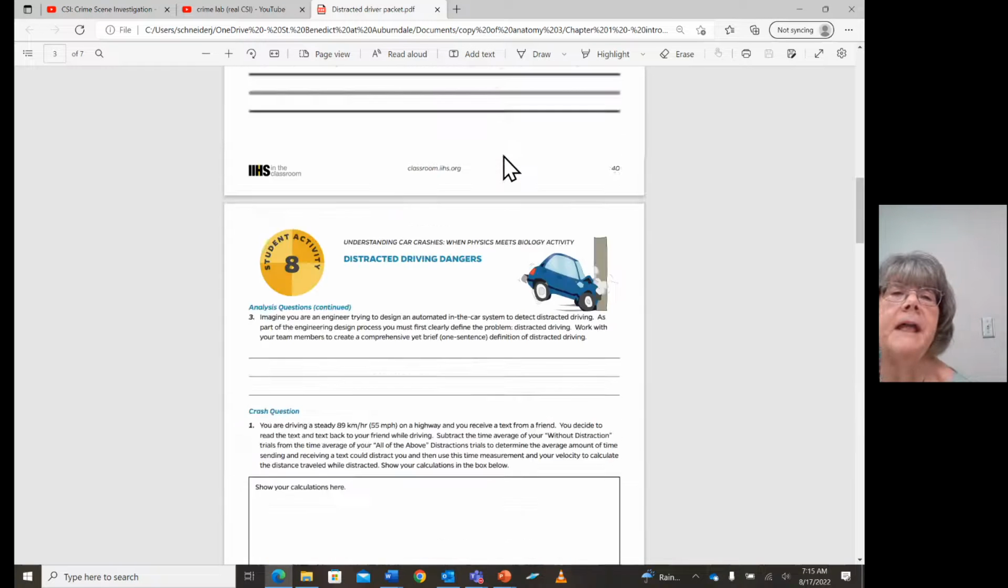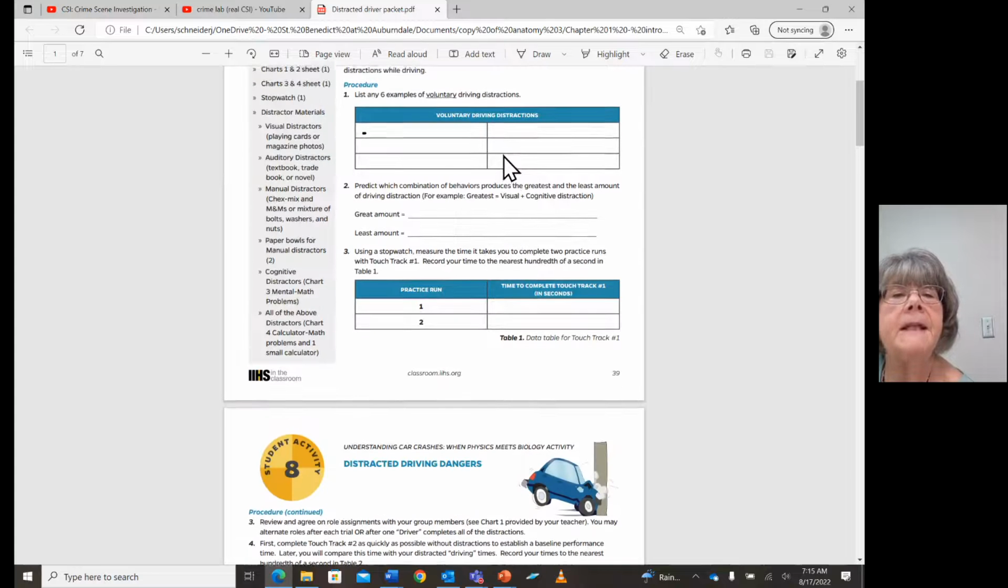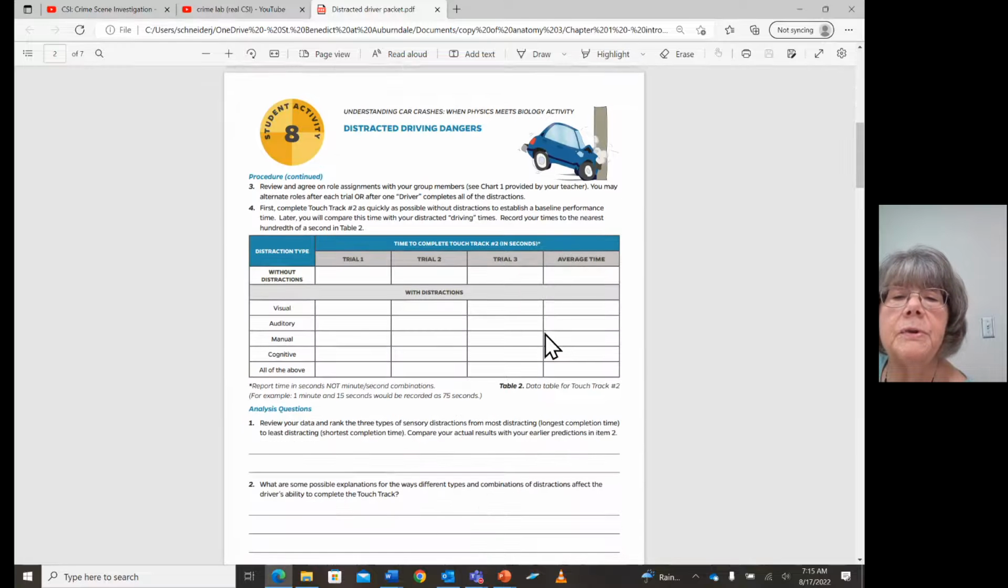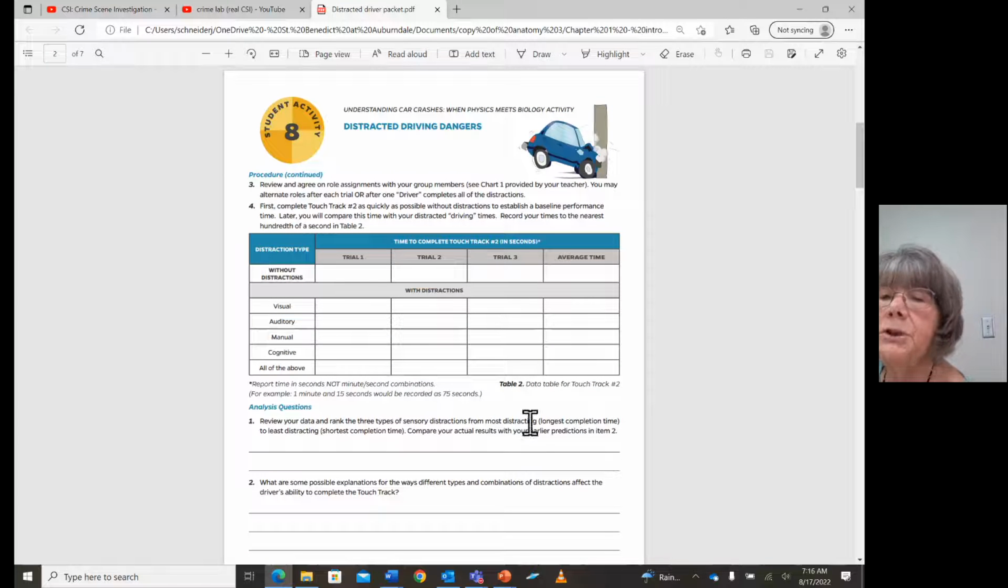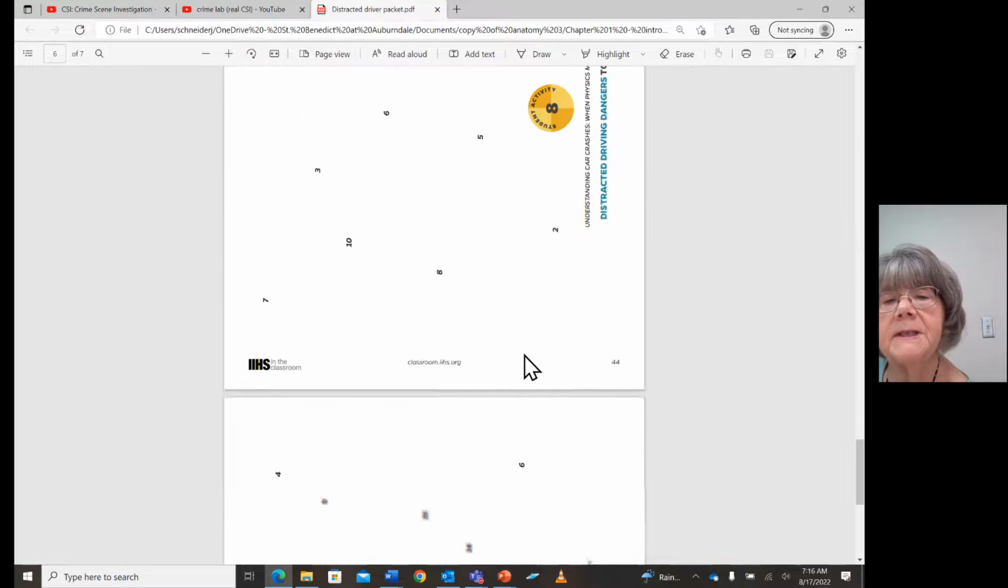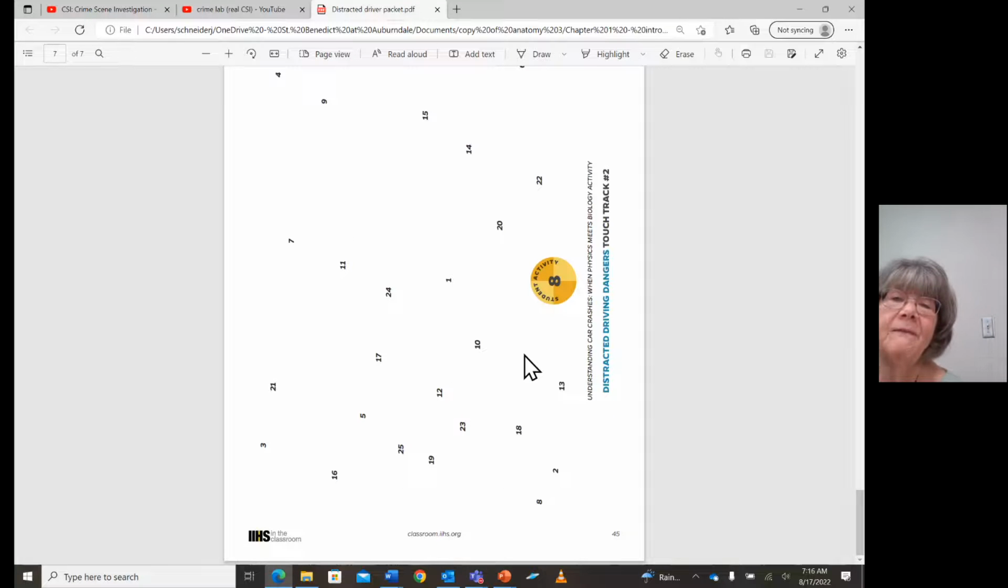Then after that, you've sort of learned how to do the touch track. Now you're going to start using touch track 2. First you've got to learn how to drive, so you're going to do 3 trials of touch track 2. Touch track 2 is the last page and it's 1 through 25, so it's harder. So you're learning the course here, again touching each number 1, 2, 3, 4, etc.